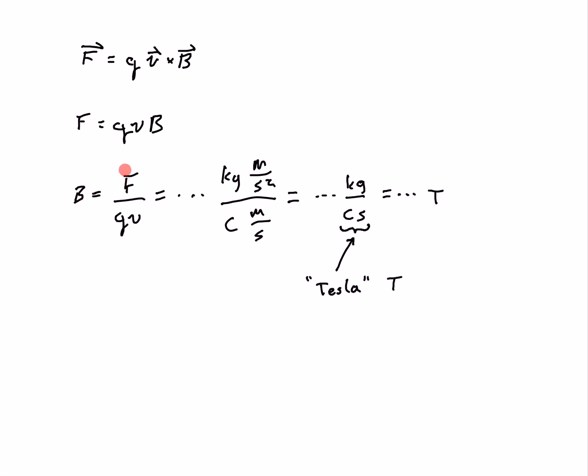Solving for B, we get that it is F over qv, so this is some number of newtons per coulomb meter per second. A newton is a kilogram meter per second squared, and we find that that reduces down to kilograms per coulomb second. That's a mouthful, so there's a short name for it. The short name for this unit, kilograms per coulomb second, is the Tesla, abbreviated as T.